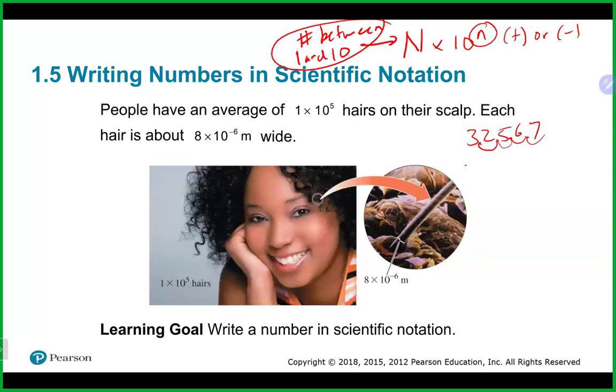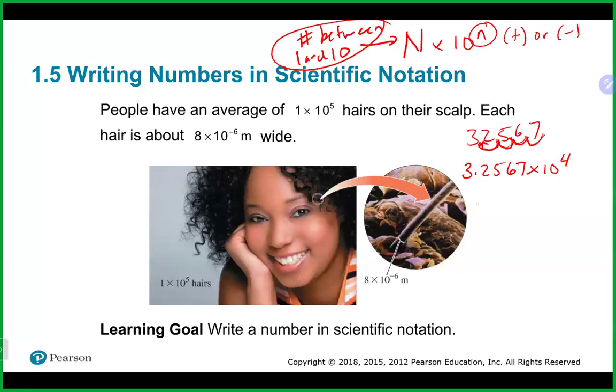So this would be 3.2567 times 10, and I lost track. 1, 2, 3, 4 places to the left, times 10 to the fourth. This would be a positive exponent because we moved the decimal place to the left. Or if you want to remember it this way, it's a positive exponent when the number is a large number, above 1, basically.